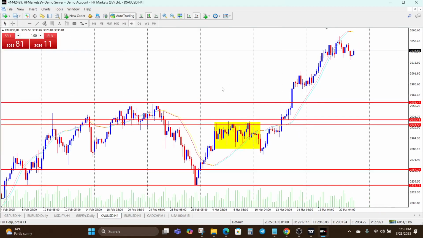So the trigger lines indicator is a powerful addition to any trader's toolkit, offering clear trend signals for better trade timing. Whether you are scalping or swing trading, this tool provides valuable insight into market movement.